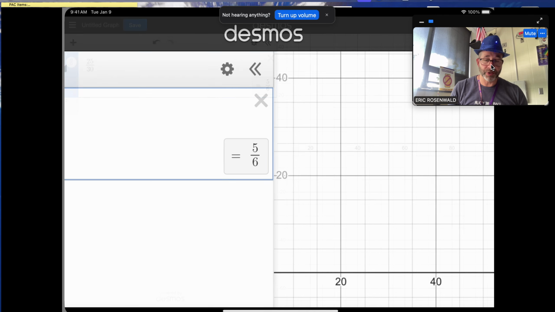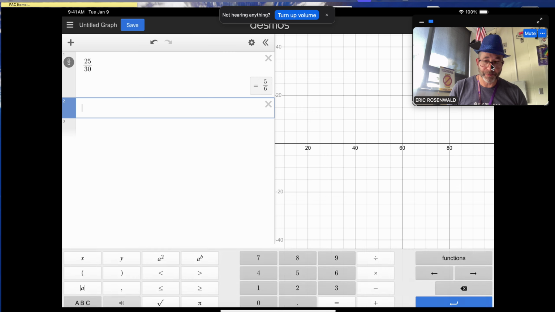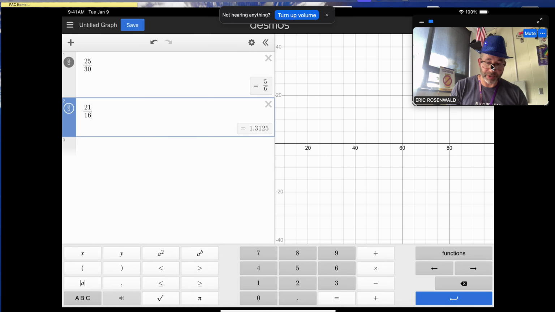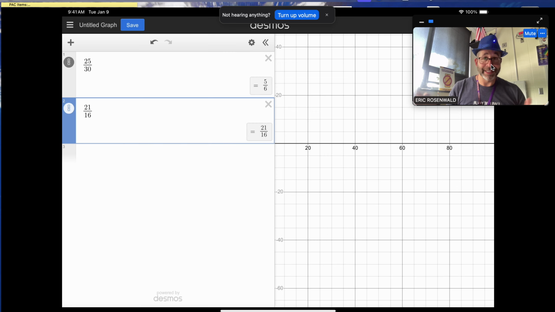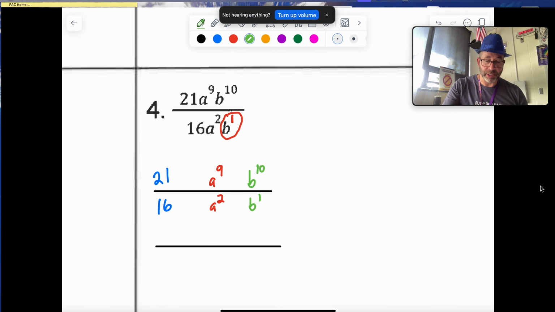So 21 over 16, we're going to go back over to decimals here. 21 divided by 16. Reduce it. It stays 21 over 16. Can't do anything with it. So what we're going to do is just go ahead and leave it as 21 over 16.